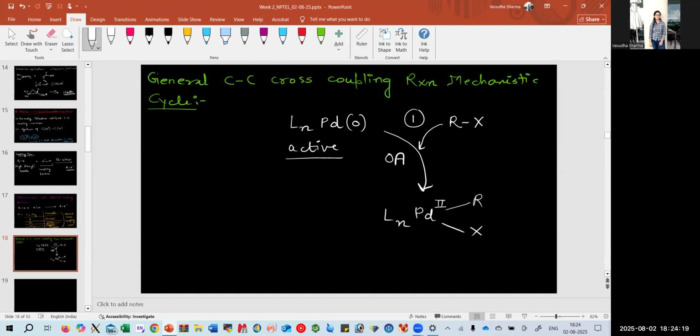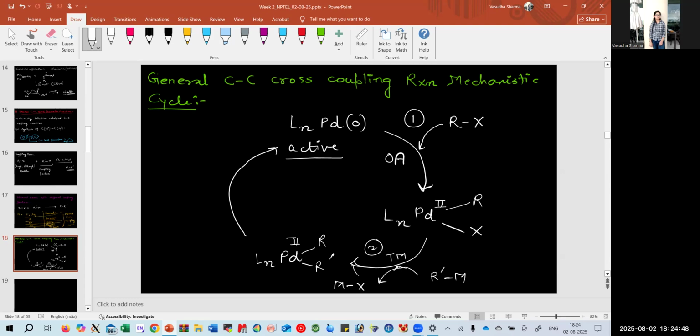Once its oxidation state gets changed and the substrate is involved, now you have your coupling partner, which is R'-M. When it gets involved, it takes out the halide, and R' replaces the halide, forming palladium(II), R, and R', Ln. This step is called transmetallation. Now, the third and last step would be your reductive elimination step, which would form R-R'. This is the third step, reductive elimination, and would lead to Ln palladium(0).